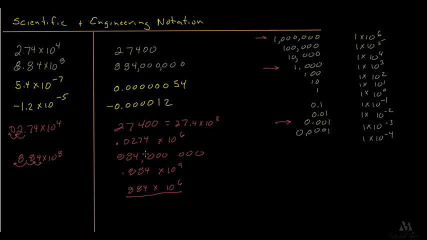So this is engineering notation, where we put things in groups of 3 rather than just using any number we would like for the exponent. And you'll find this all through the engineering fields where we use engineering notation.